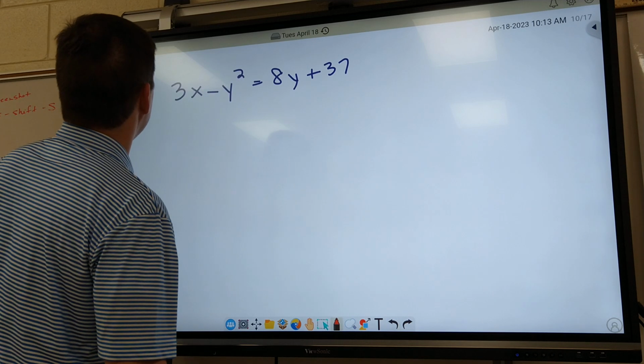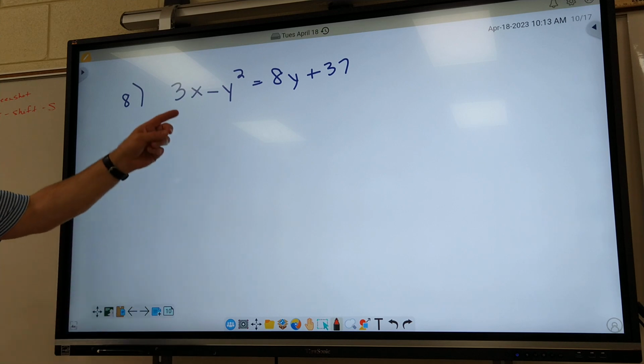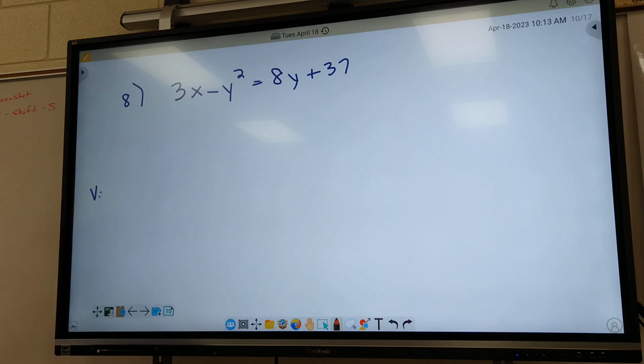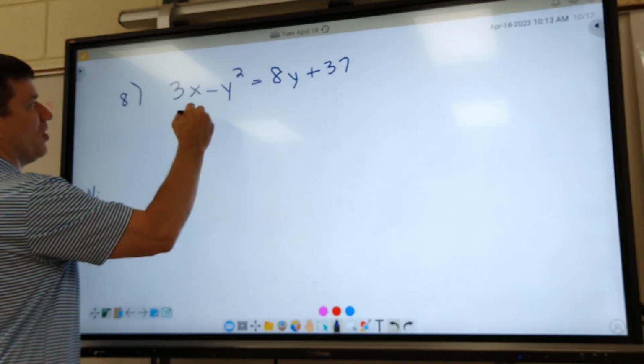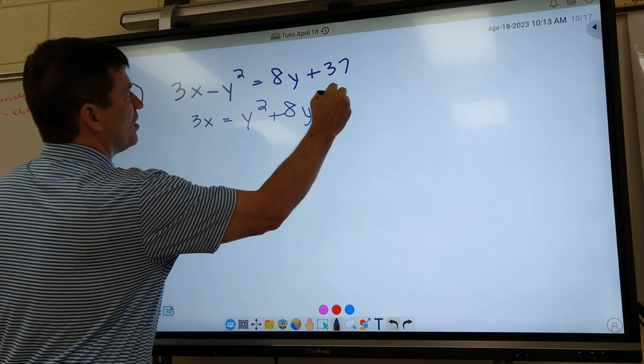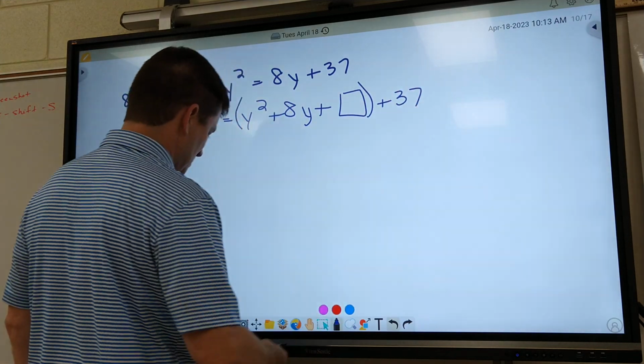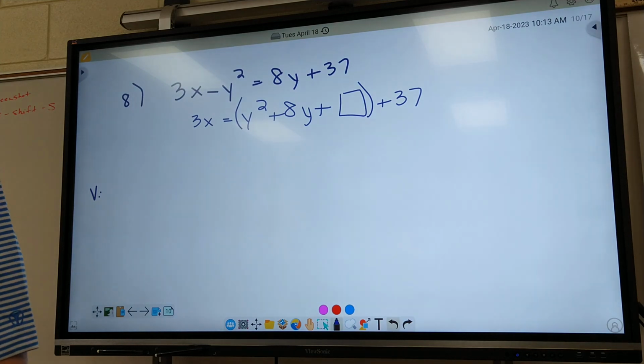Let's go to 8. All right, so number 8, we're going to do just like we did number 7. We had 5x. We only had 1x on number 7, correct? We only have 1x on number 8. Yeah, you just got to move the minus y squared over. And now everything is just like number 7. So I should be able to stop, and y'all should be able to do this one by yourself. Go.